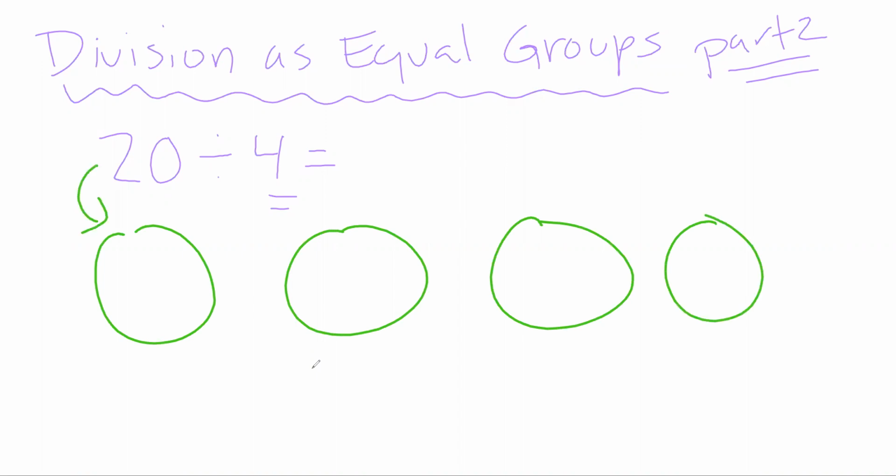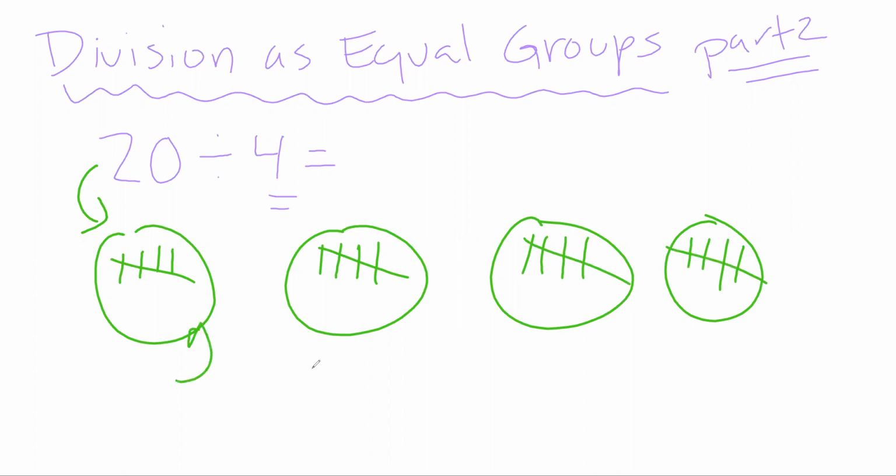So let's see, I can just go 1, 2, 3, 4. And I want to get to 20 with the same amount in each circle. So 5, 6, 7, 8, 9, 10, 11, 12, 13, 14, 15, 16, 17, 18, 19, 20. And as I count, I will see each circle has the same. It has 5, and that's my answer. It's the amount in one of the circles. When all the circles have the same amount, it's that same amount, right? So that's what we looked at.